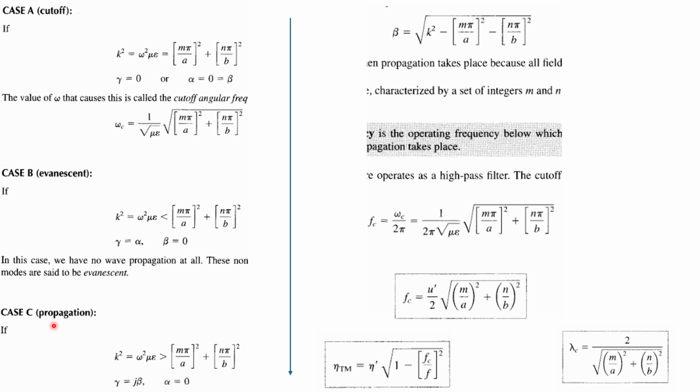And this is called an evanescent mode, meaning the wave will not propagate through the rectangular waveguide. And for propagation, if your wave is propagating inside, then definitely it should always be greater than. So this is the basic condition actually, your k square, that is this value, is always greater than this.